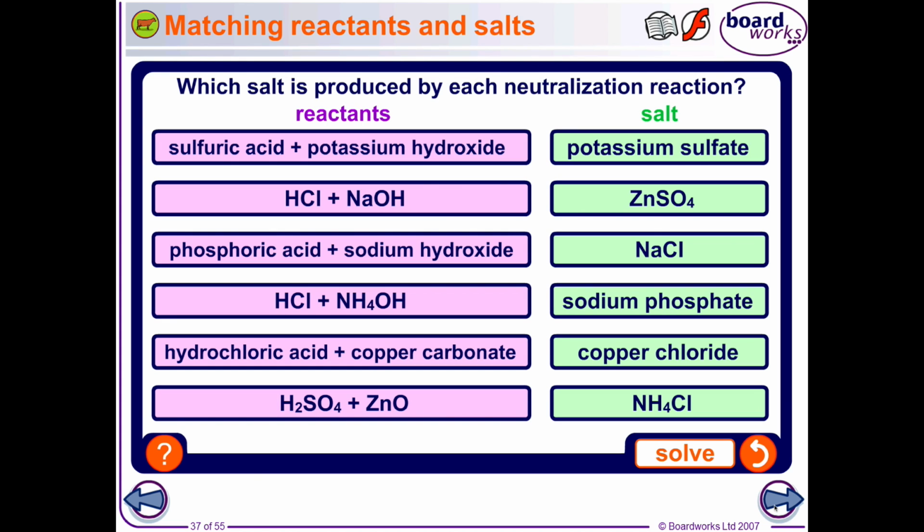Right, so here are a series of reactions where you have to match up the reactants, i.e. the acid and the base, to the salt that we're going to get from that. Now, what I recommend here is if you pause the video and match them up yourself, and then we'll reveal the answers in a moment.